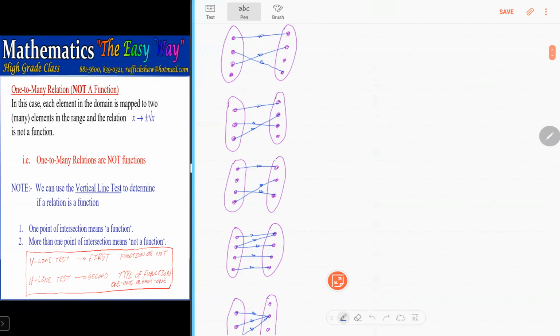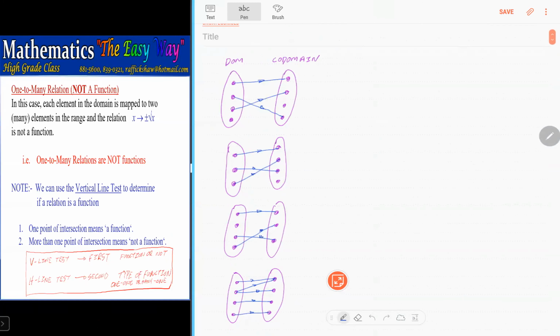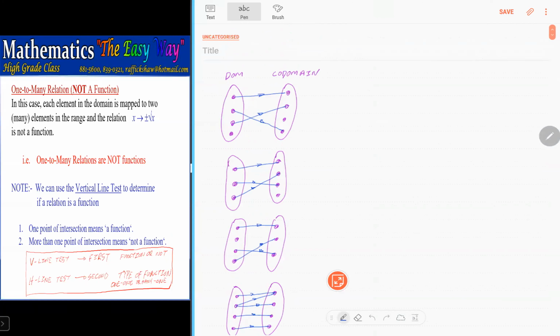Let's do this a little bit first. All right, guys. So, everybody with me? What we're going to do here, we're going to look at these mapping diagrams, right? We're mapping the domain on the left to the codomain or the range on the right.